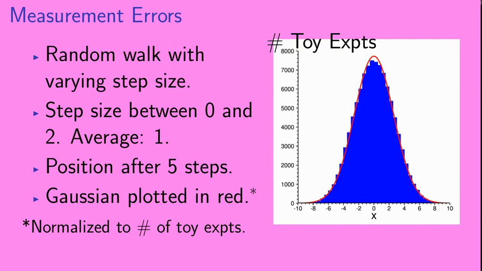Okay, so here we've plotted the results of those toy experiments in the blue bins. Again, we have a random walk with a varying step size. The step size ranges between 0 and 2, but the average step size is 1. And what we're looking at is the position after 5 steps. Additionally, we've plotted a Gaussian distribution on top of the blue bins as a red curve. And we can see that the red curve fits the blue bins pretty well.